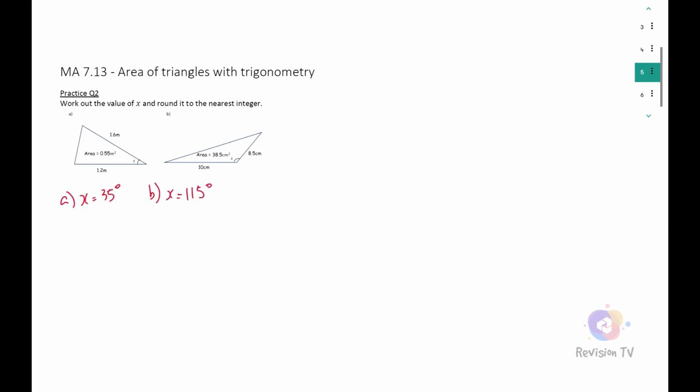Here is the answer. A, x is 35 degrees and B is 115 degrees. If you want me to explain to you, you can continue the video, otherwise you can move on.